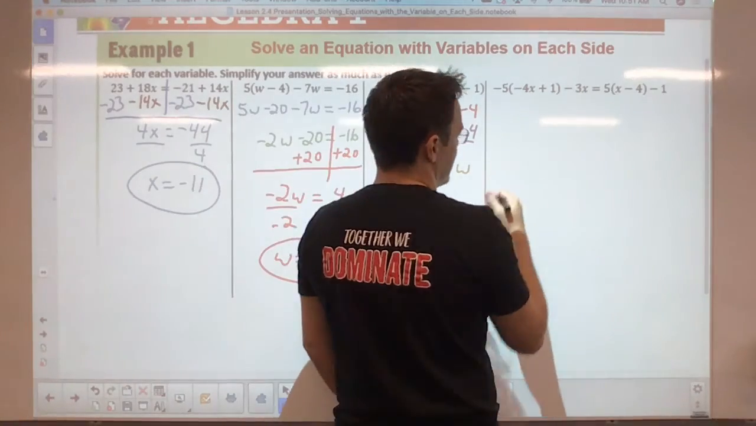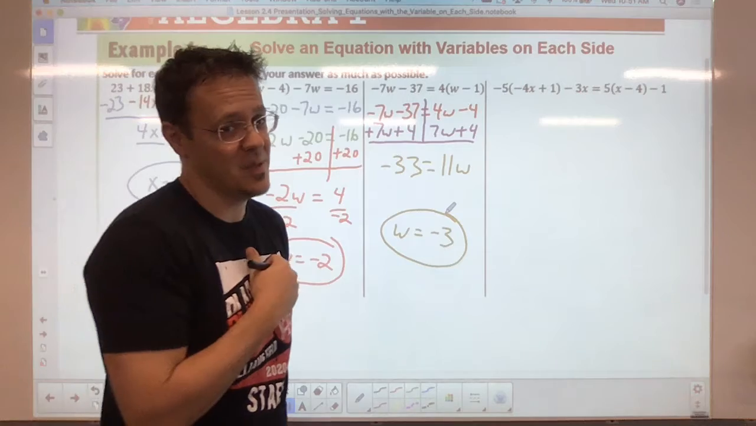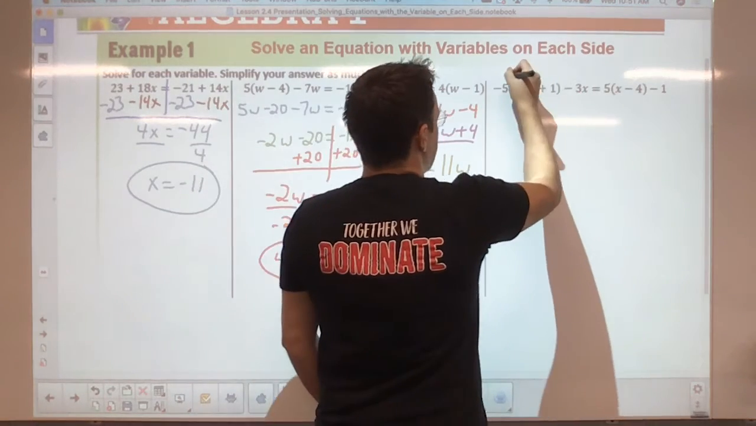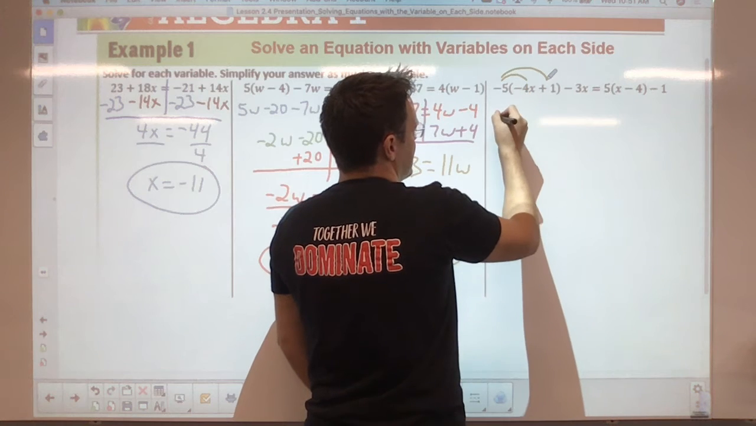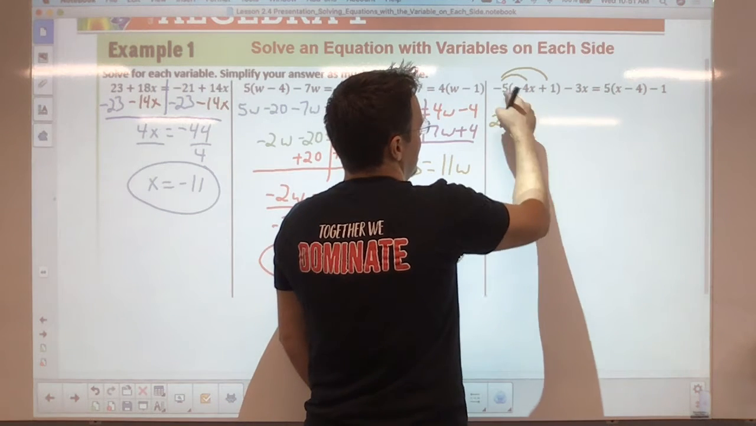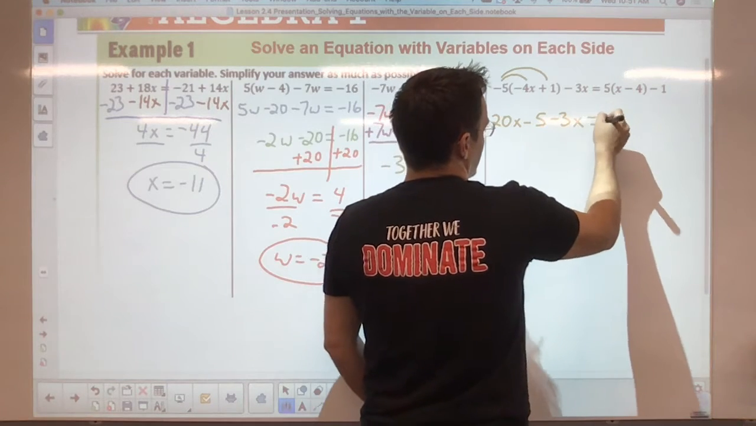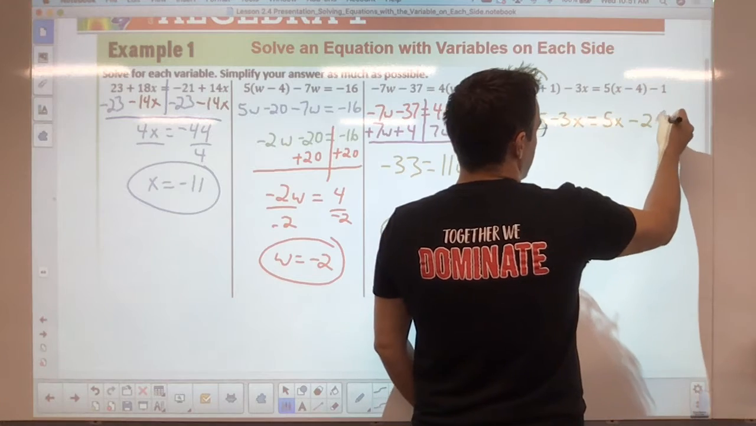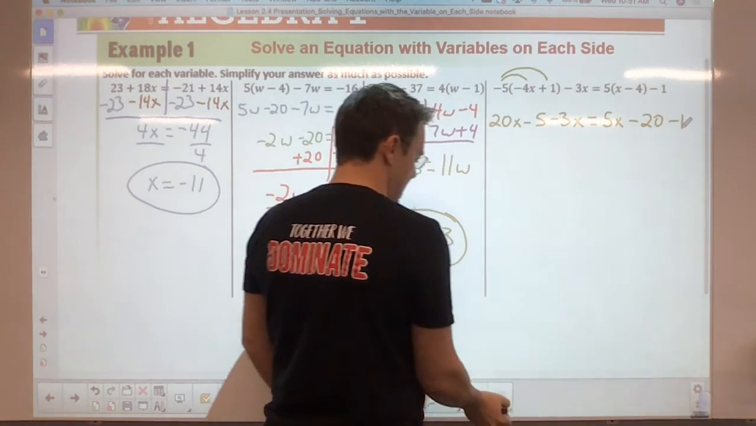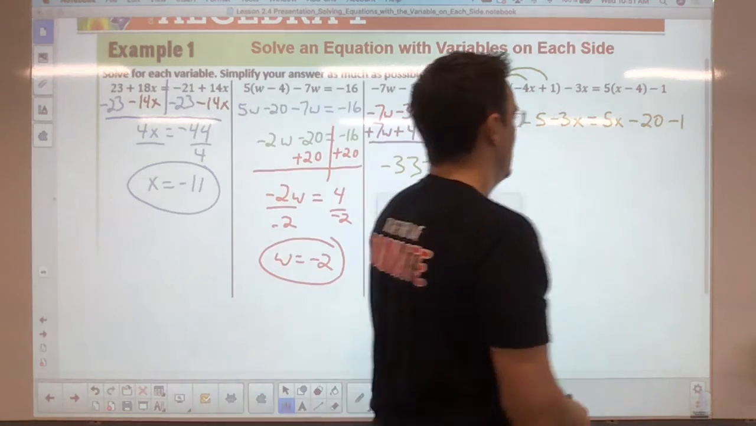I want to make sure you guys understand that this one is also not going to be a whole number, it's going to be a fraction. So let's begin. A negative and a negative makes this a positive 20x minus 5 minus 3x equals, do the distribution, 5x minus 20 minus 1. Love it. There's a lot here.